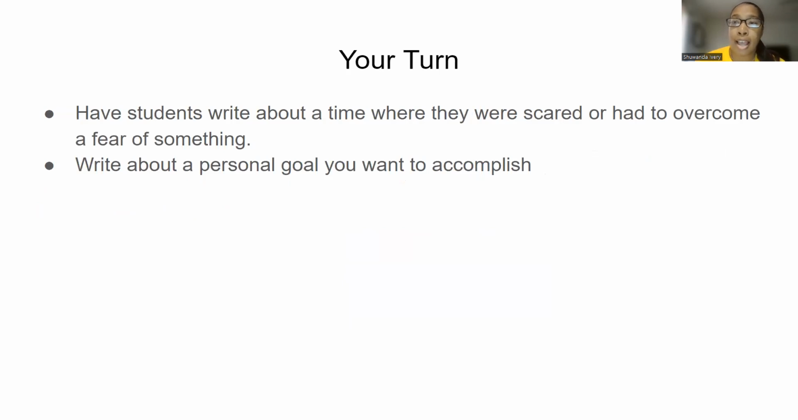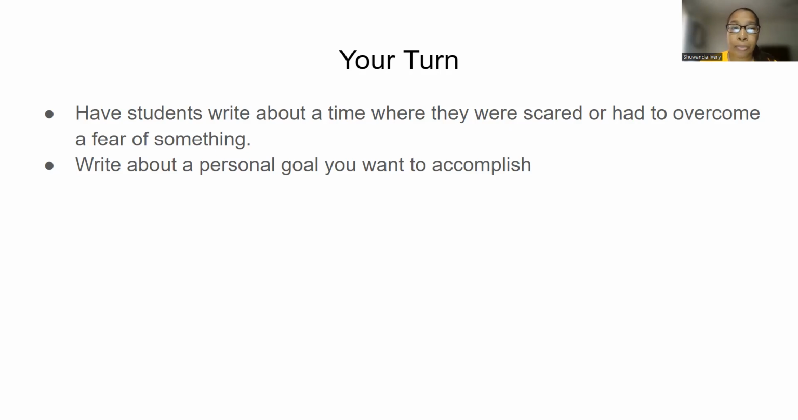As an assignment for narrative writing, I could have students write about a time where they were scared or had to overcome a fear of something. That would go with the text that I chose to read to my class. That would go to something that they really know a lot about because they've probably experienced it at some point in their life.